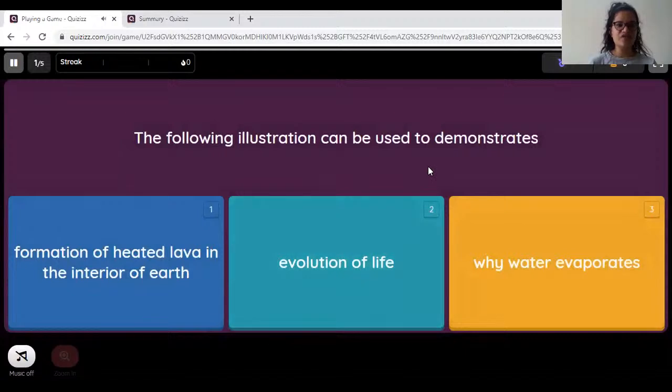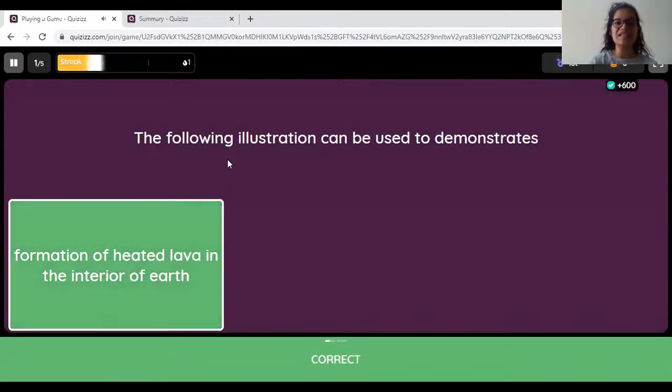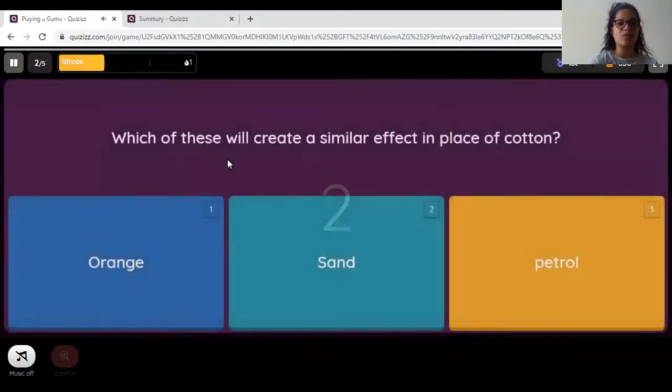Okay, so the first question is, the following illustration can be used to demonstrate formation of heated lava in the interiors of the earth, evolution of life, or why water evaporates. What do you think? I think it is the formation of heated lava in the interior of the earth, because there's so much pressure inside earth that there is lava going to be formed. So it is formation of heated lava in the interiors of the earth. Good job, everybody. Okay, next one.